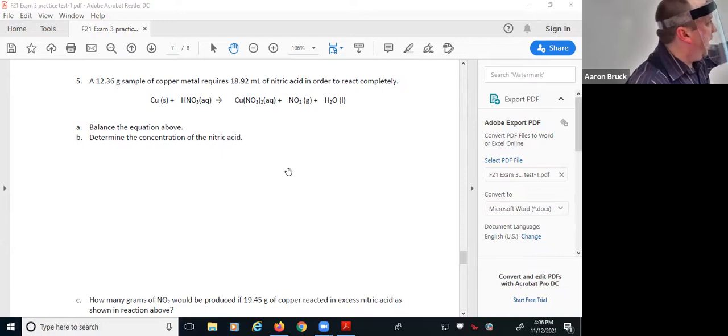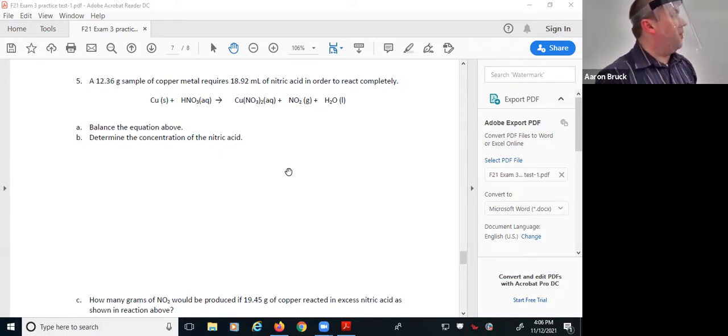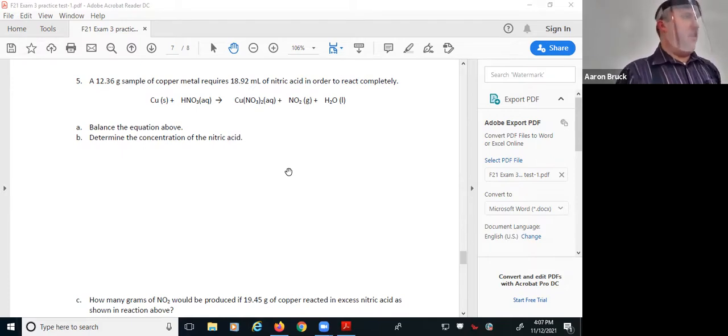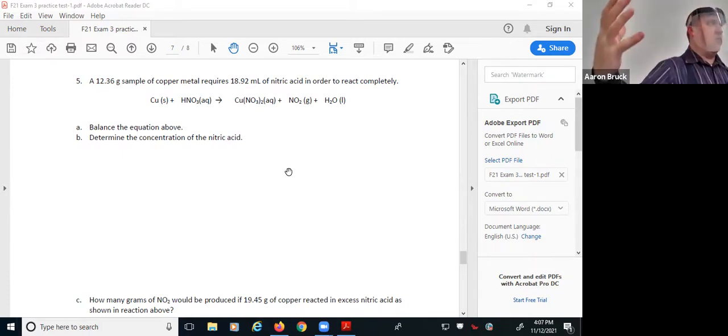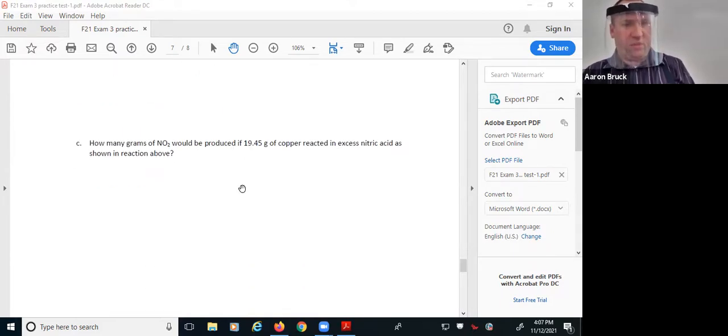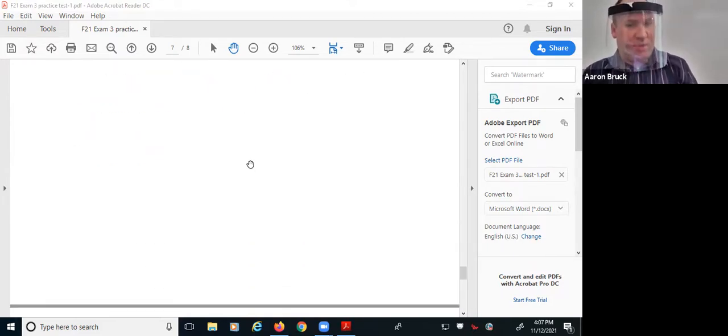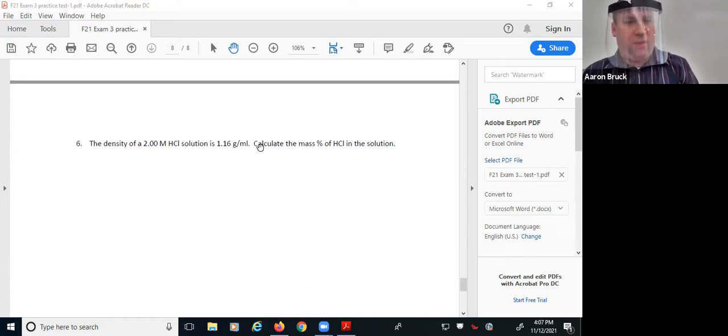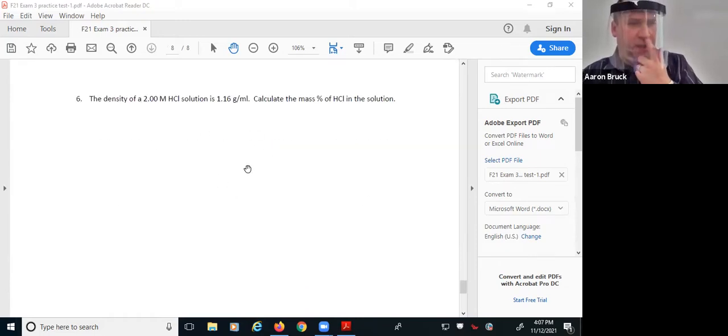But yeah, what you would have to do is convert the milliliters, or in this case, the grams of copper into moles of nitric acid through stoichiometry, and then divide the moles by the liters to get the molarity. And then this one's just straight stoichiometry. And then this would be another chapter 8 problem here, the conversion. We did examples of that already this afternoon.